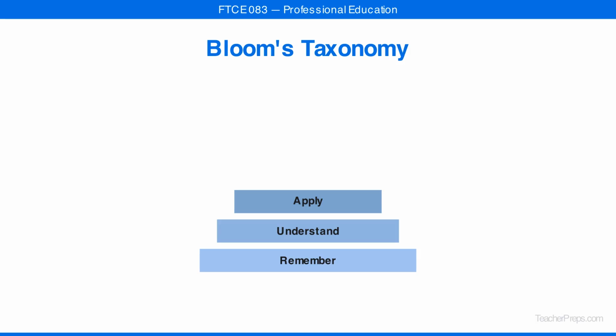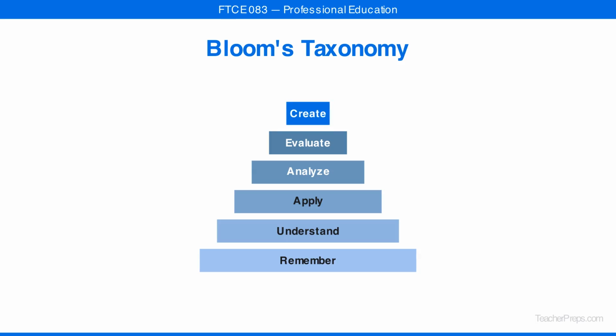A question at this level might be, what year did the Civil War begin? Level 2 is understand. The student explains ideas or concepts in their own words. For example, explain the difference between weather and climate. Level 3 is apply. The student uses information in a new situation. For example, use the area formula to calculate the area of a garden.